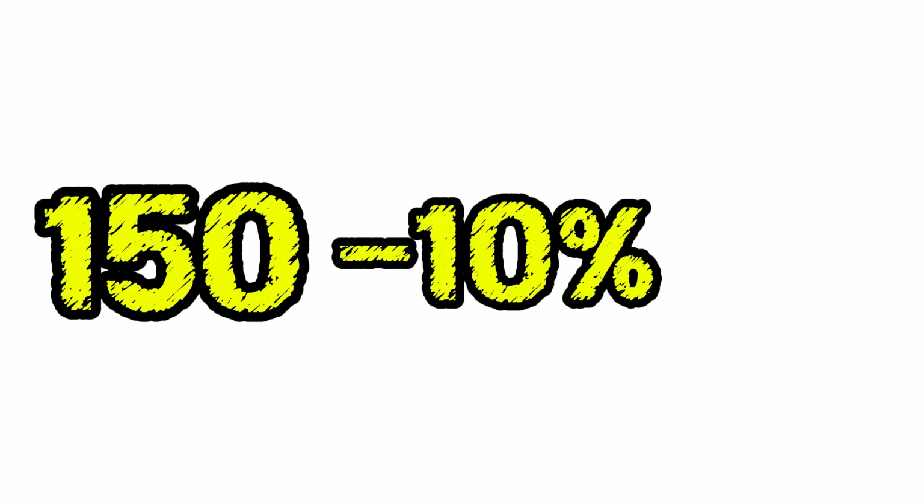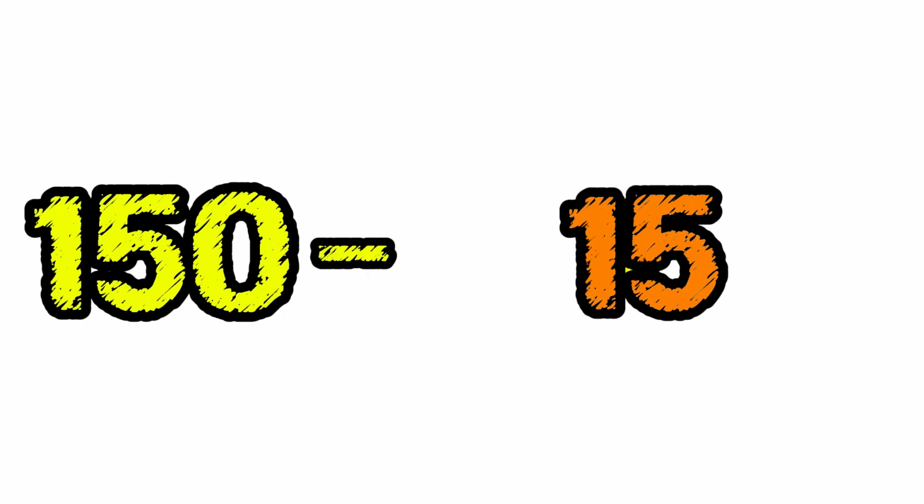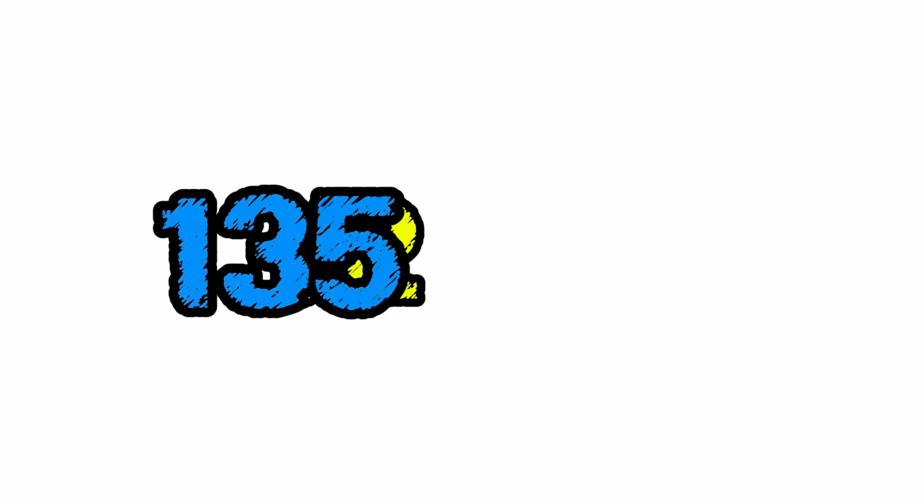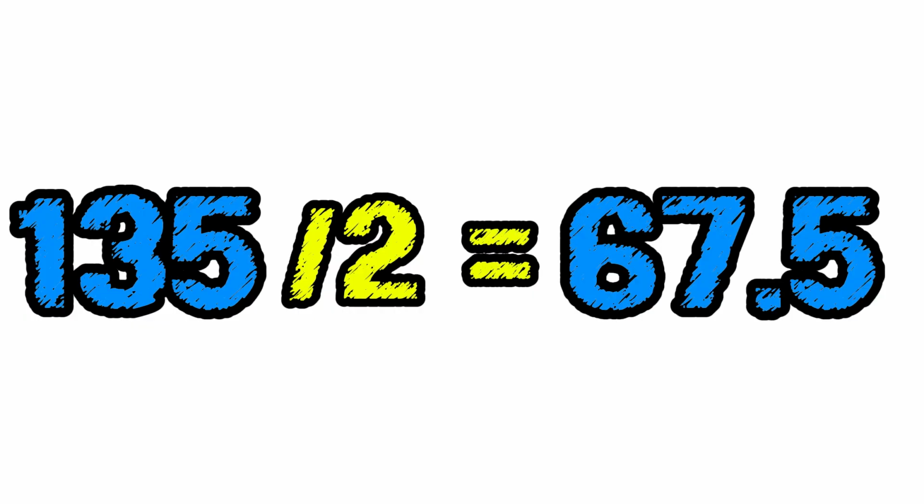So let's say you weigh 150 pounds. You want to convert your weight into kilos. First, you want to take 10% of that. So it's 15. You go down to 135, and then you half that, which is 67.5 kilos.